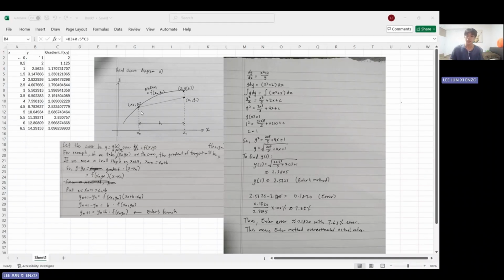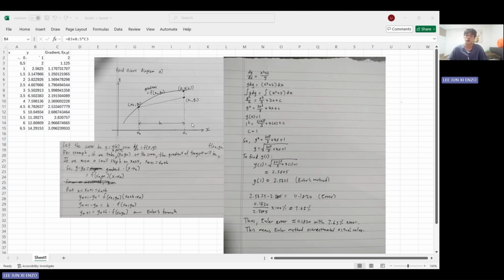We move a small step size along the x-axis, such that x1 equals x0 plus h. Using the gradient at (x0, y0) from the original curve, we can draw a tangent line and take its value at x1 over here. This will give us an approximate value of y1. We can repeat this process for y2, y3, and so on.